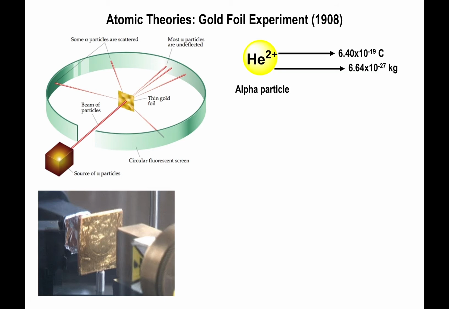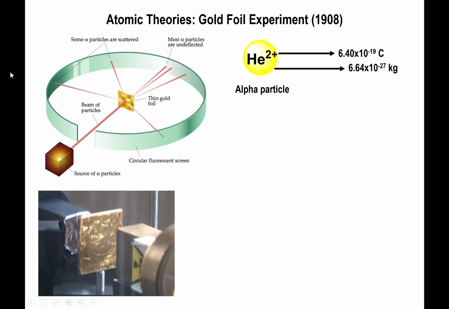Now, the ray that you're passing through is actually composed of helium particles that have a 2 plus charge. Not only is the charge higher than that of the electron, but the mass is about 1,000 to 10,000 times greater than that of the electron. So you're dealing with a relatively massive particle with relatively high charge, so you expect to see some deflection.